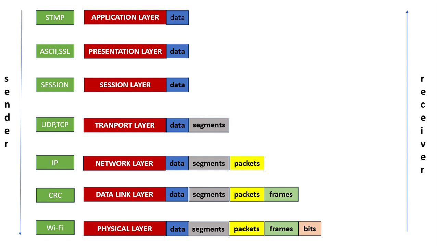To the data link layer, another header or frame is added, and packets are encapsulated into frames, which include the media access control, or MAC, addresses of the sender's and receiver's devices. And there is also error detection added to ensure data integrity.